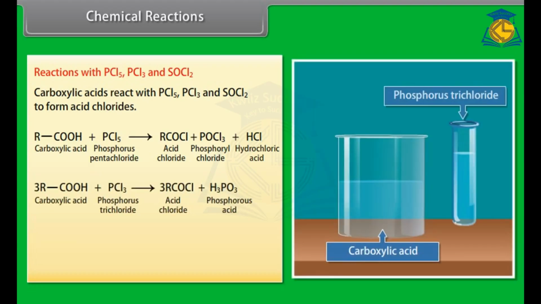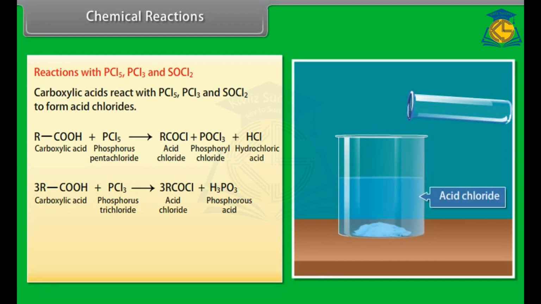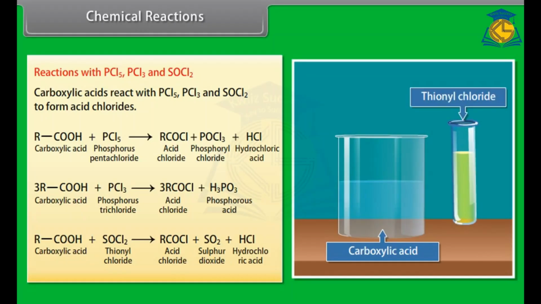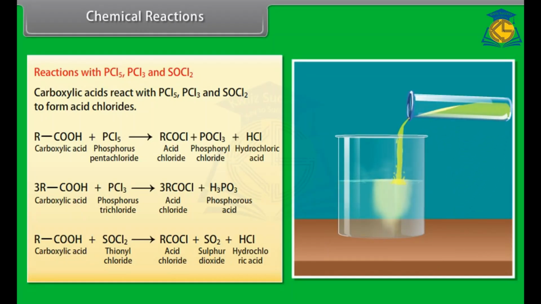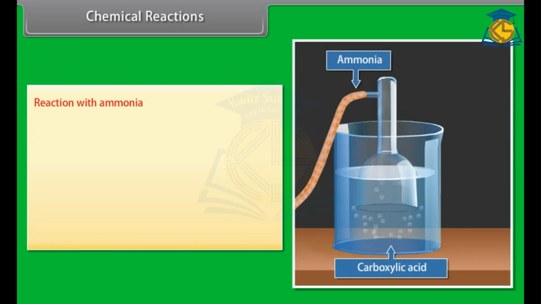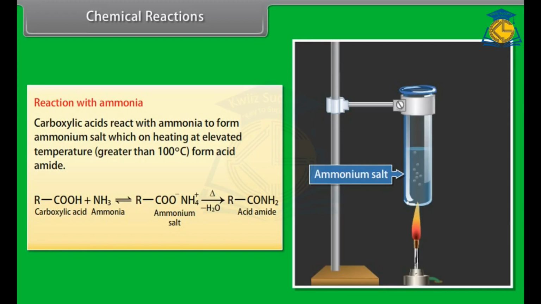Carboxylic acid reacts with phosphorus trichloride to form acid chlorides and phosphorus acid. Carboxylic acid reacts with thionyl chloride to form acid chlorides, sulfur dioxide, and hydrochloric acid. Reaction with ammonia. Carboxylic acids react with ammonia to form ammonium salt, which on heating at elevated temperature, that is greater than 100 degrees Celsius, forms acid amide.